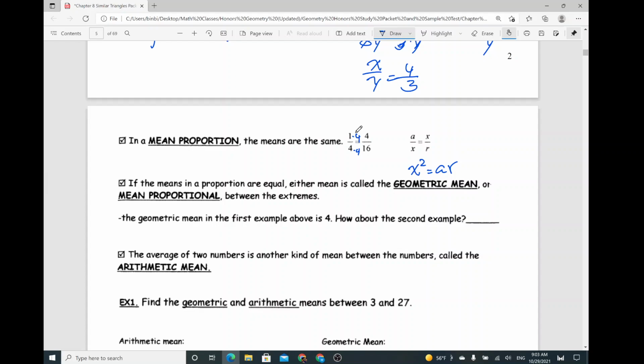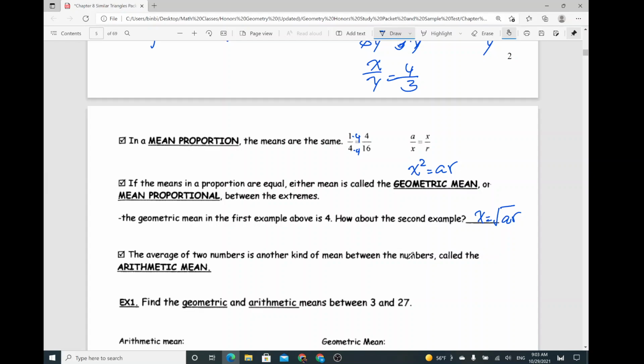So for the first one, that would be 4, because you multiply by 4 top and bottom. So this one, if you think about that, just multiply. In order to get that a to x, I'll just say that x squared, or x equals square root of ar.